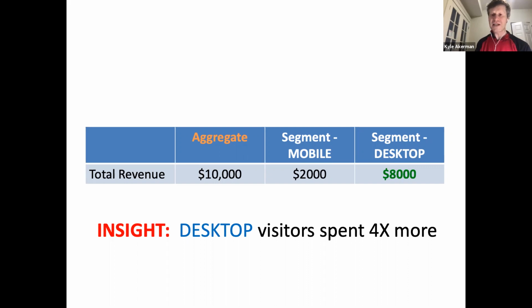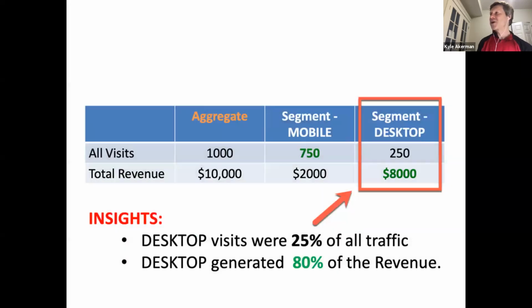So when I put this whole thing together in this made up case, here's what I discovered when I dug down into the data: the desktop visits were only 25% of the traffic, but they generated 80% of the revenue. So if we hadn't asked the question and then dug down into the data, we would have never discovered this. And maybe we would have just seen the 750 visits and said, oh, everybody's visiting from mobile, let's focus all of our efforts on mobile. Well, in this case, that might not have been the right thing to do.